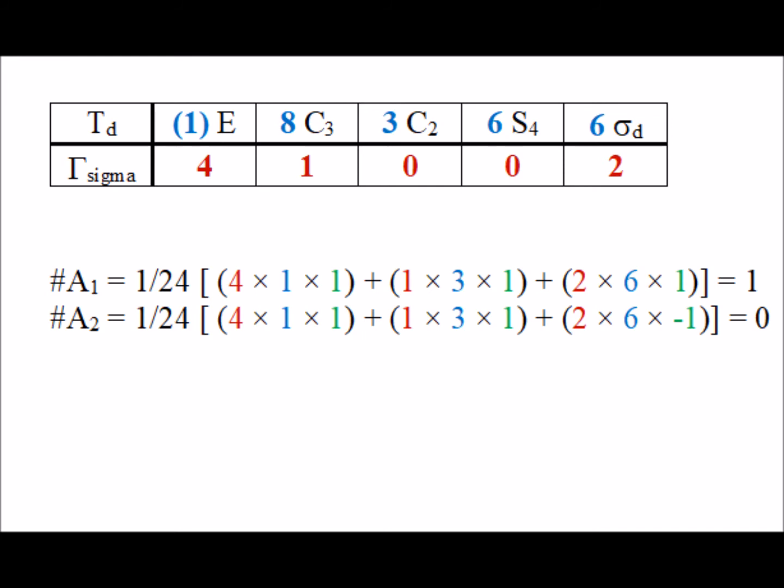As a labor-saving device, you'll notice when you start to do this that the first two factors in every term will always be identical because they refer to the reducible representation and the number of operations in the class. The only number that will change will be the third number, the number in green, because that number depends upon the specific irreducible representation that you're working with at that time. So if we do this procedure, for the irreducible representation A2, we get a number of 0, which tells us that there are no A2s in the linear combination of the reducible representation gamma sigma.